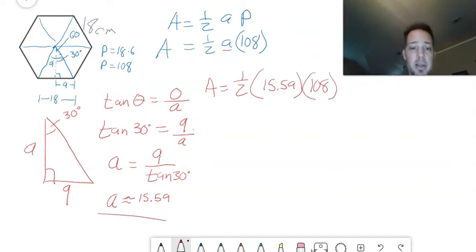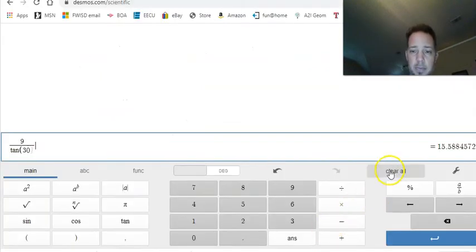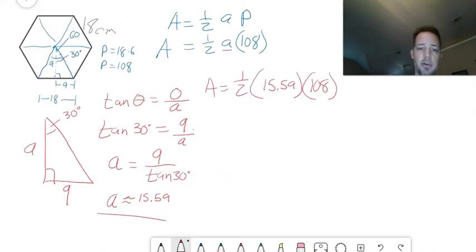All right, and we can plug that in our calculator. Area is going to equal 1/2 of 15.59 times 108. So we'll type that in our calculator. Times 108. And we get 841.86 as our answer. So 841.86. And the units will be square units, so centimeters squared.